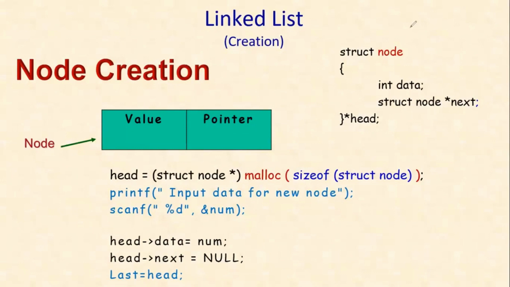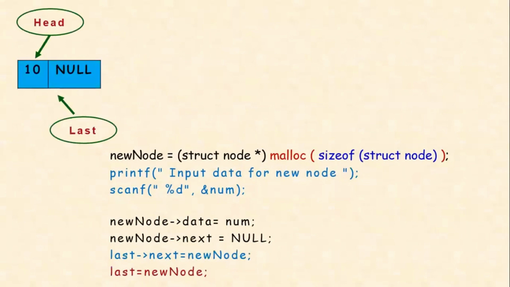Now, if you want to add more nodes, what will you do? Follow this code. What is happening here? See this code carefully. I took a new pointer because I should not read a new value into head always, because head points only to the first node. So I took a new pointer and allocated memory for it, so that a new node is created. I took a data value using a scanf statement into a variable num, and that value is transferred to the new node's data. Then 10 is placed here.